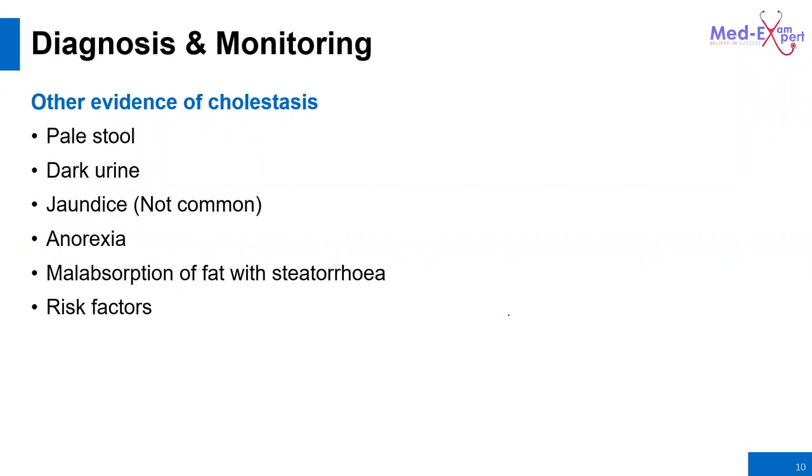Sometimes the bilirubin levels are elevated, but this is a mild to moderate elevation. So jaundice is not a common manifestation of obstetric cholestasis. Of course, anorexia and malabsorption of fat with steatorrhea, and of course, to find the risk factors in the patient you are dealing with. So these are the evidence or other clinical manifestations of obstetric cholestasis.